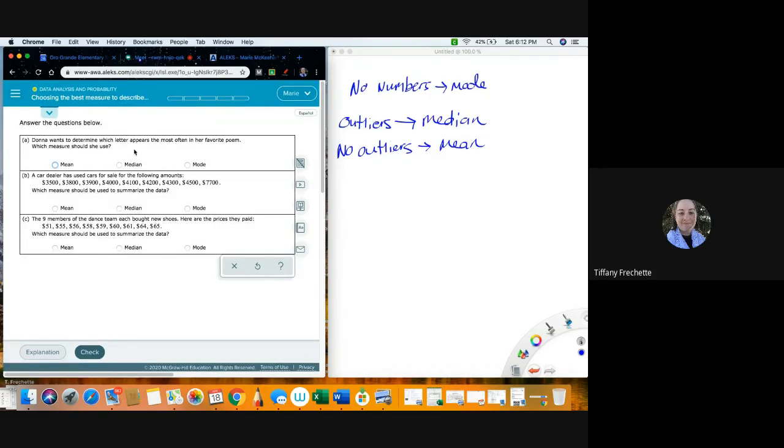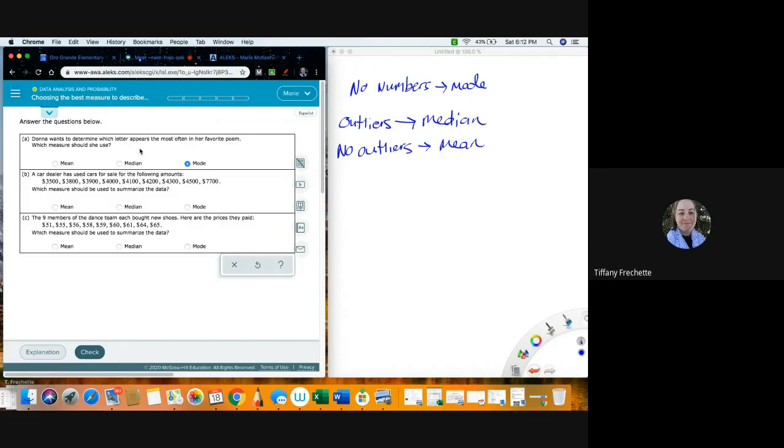So Donna wants to determine which letter appears the most often in her favorite poem. There's no numbers, so I would go with mode. And it also says most often. That's what it means, is how often does something happen.